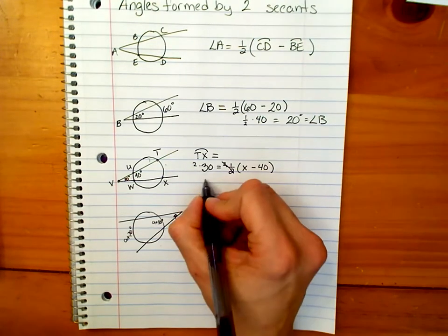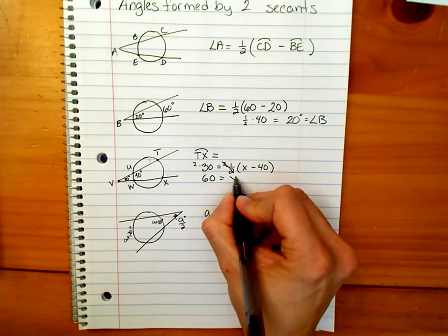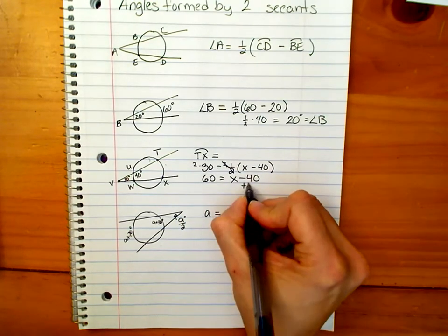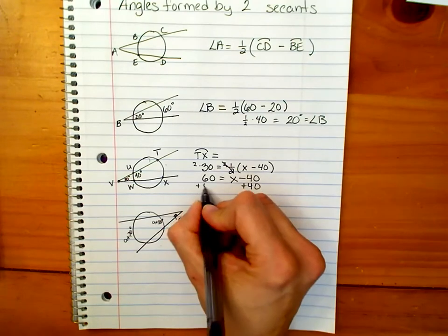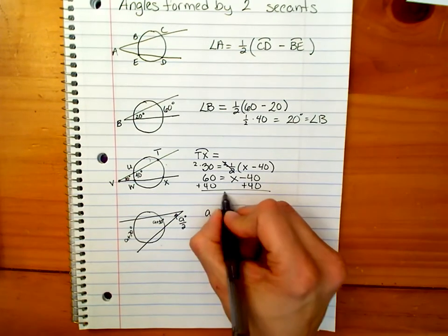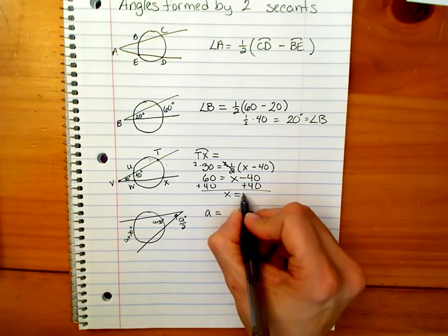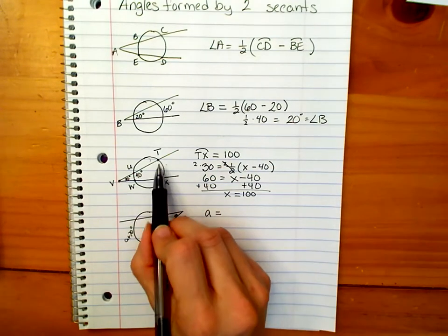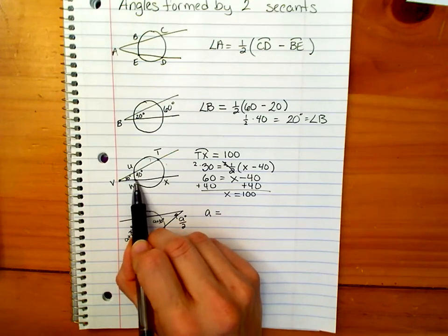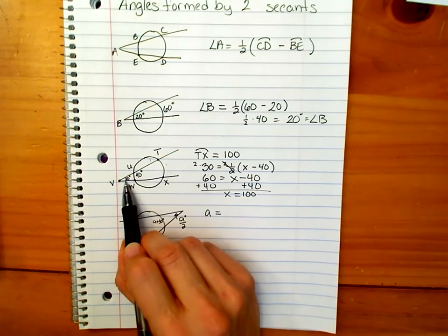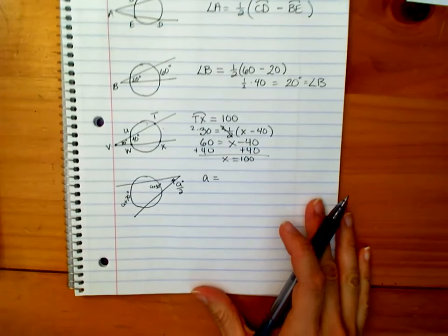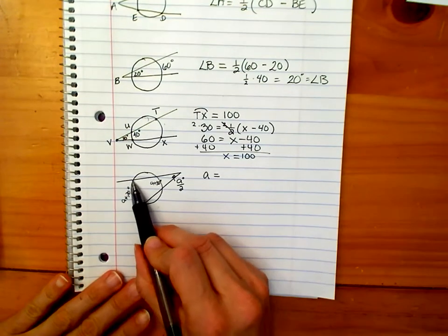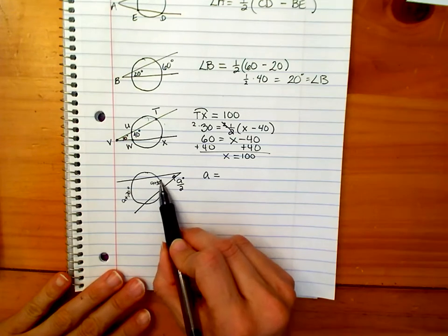2 times 30 is 60. And since that's gone, I just have x minus 40 on this side. If I add 40 to both sides, I get x equals 100. So that's what my arc is, and then I can double check. 100 minus 40 is 60, and half of 60 is 30. So that checked out.